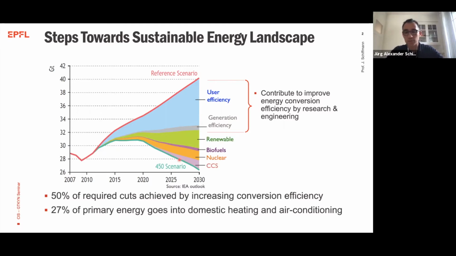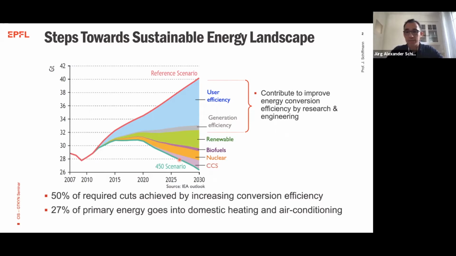Now, the International Energy Agency has come up with the so-called 450 scenario, which is represented by the green line here. It's called 450 scenario because it limits the concentration of CO2 in the atmosphere to 450 ppm, which is thought to limit the increase in temperature of the atmosphere down to 2 Kelvin.